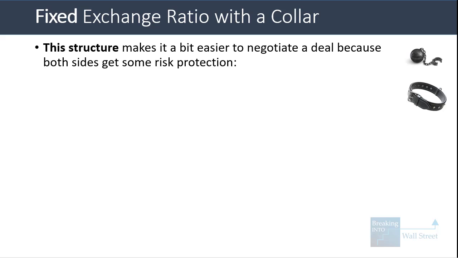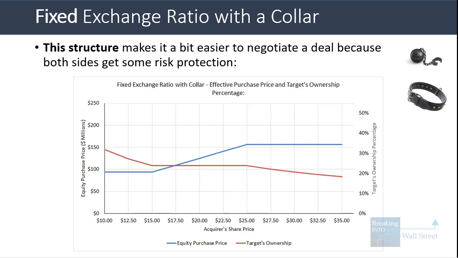So that is a bit about the fixed exchange ratio with a collar. It just makes it easier to negotiate a deal because now both sides can get some protection. If the buyer is worried about the target's ownership, it can negotiate a deal like this, which fixes the ownership within ranges and lets it vary outside that. If the target is worried about the purchase price, it can set a floor and a cap on the purchase price and get some protection with the structure.